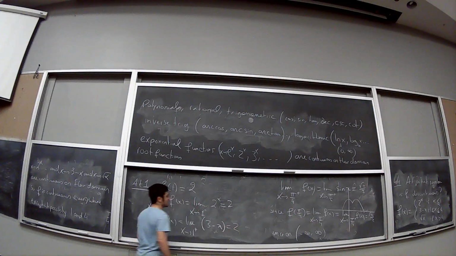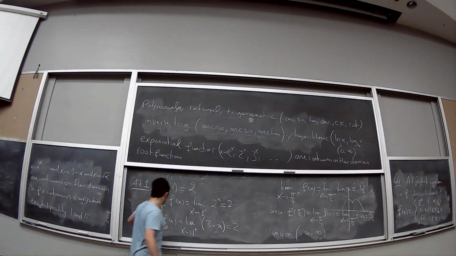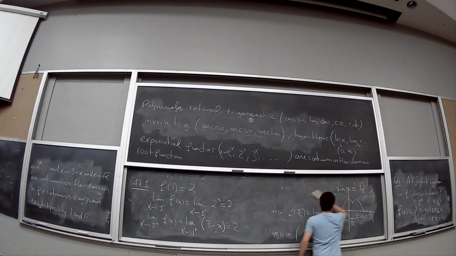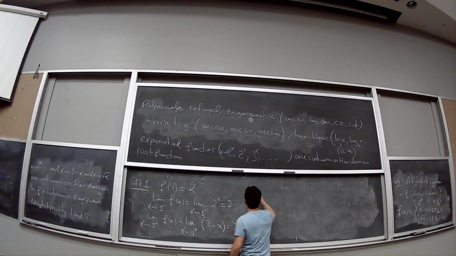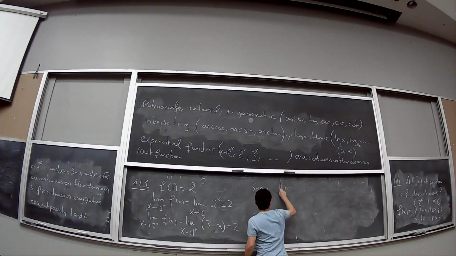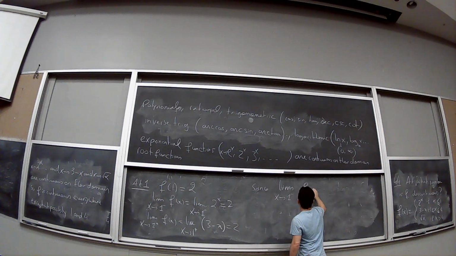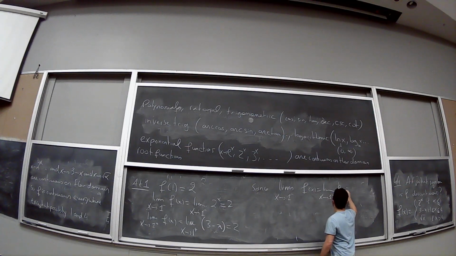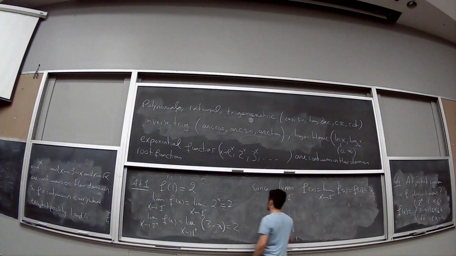Which is 2. So is f continuous at 1? Both one-sided limits exist, and they're both equal to f of 1. So since the limit as x approaches 1 of f of x is equal to f of 1, which is 2, then f is continuous at 1.